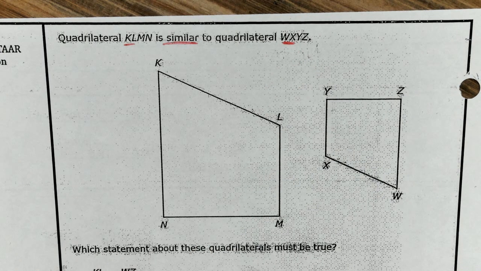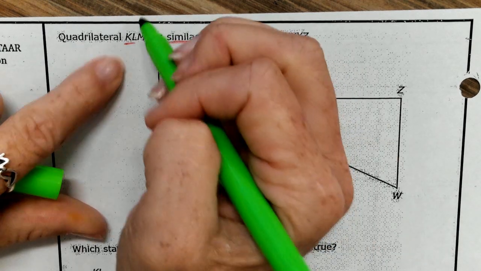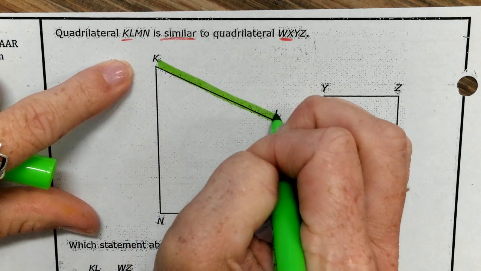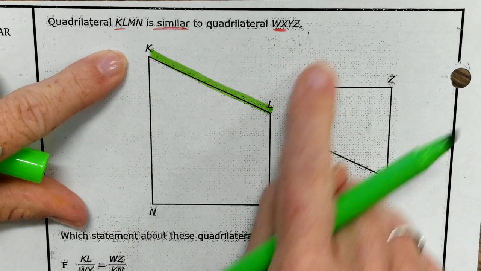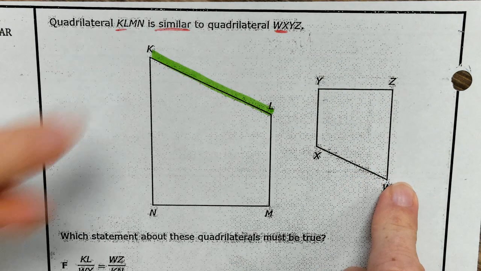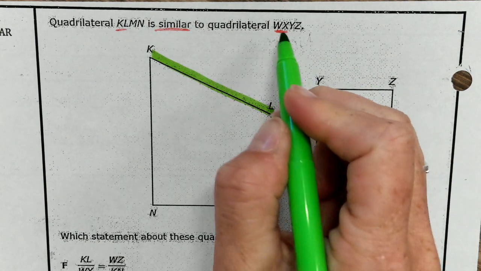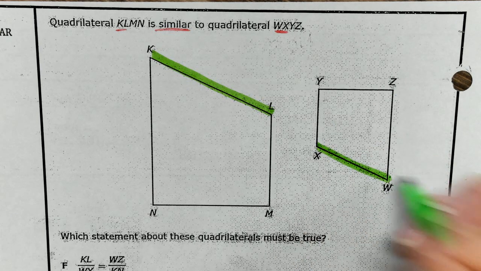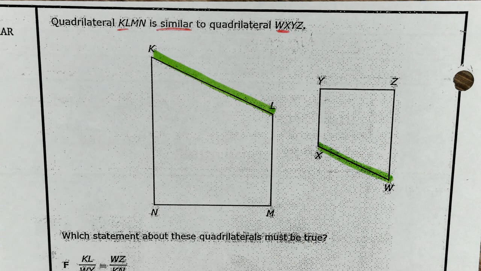And this is why the colors make so much sense. So I'm going to highlight KL one color. And I'm going to highlight the corresponding side over here, the same color. And what side corresponds? WX. Are y'all good with this?